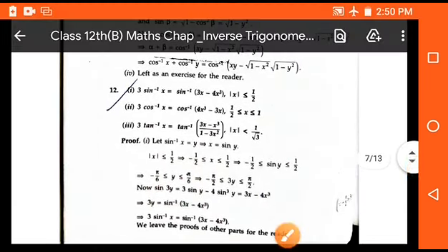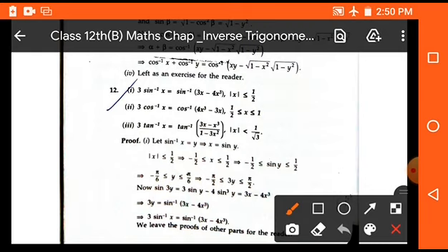Student, in this chapter, if you don't know and learn the formulas, then you can't do any question, because the questions just depend on the formulas. So if you want to do all the questions from this exercise, then you have to learn all the formulas as much as possible. So student, now the next formulas are 3 sin inverse x is equal to sin inverse 3x minus 4x cube when mod of x is less than or equal to 1 by 2.